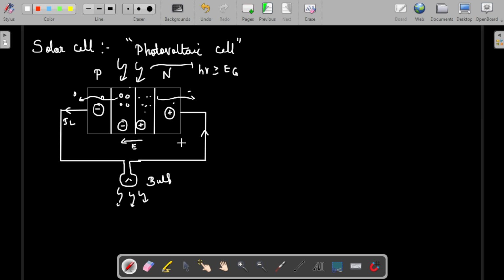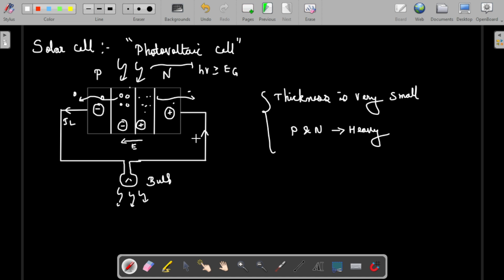But this PN junction will not be the same as the normal PN junction that we use. The thickness of both the P and N regions should be very small. Also, the doping of P and N needs to be heavy. These two conditions are needed to make the junction into a solar cell. IL is the optically generated current.